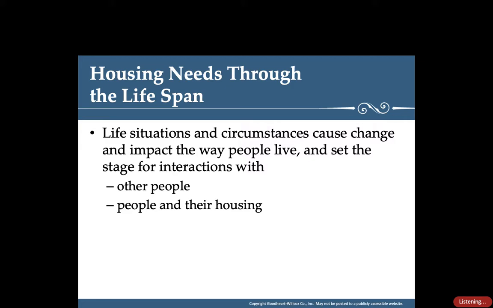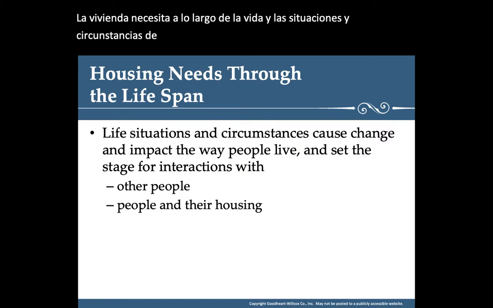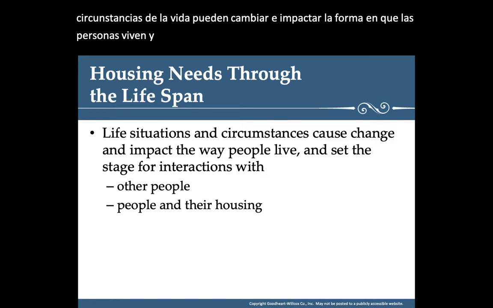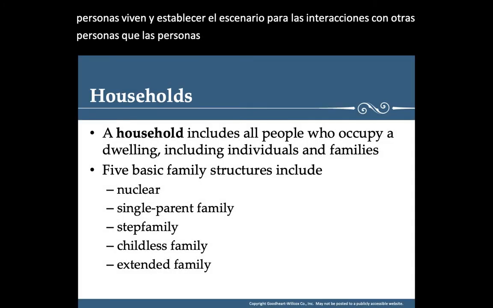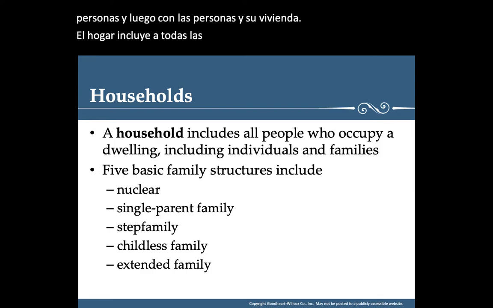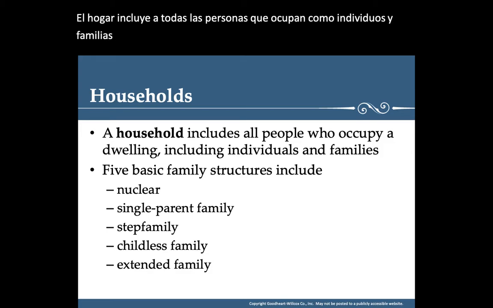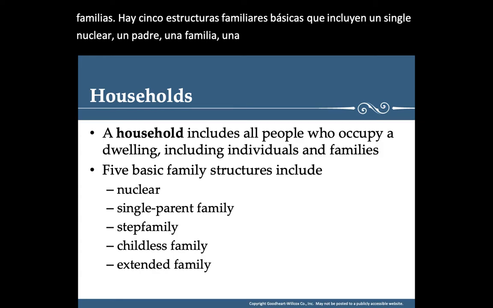Life situations and circumstances can change and impact the way people live and set the stage for interactions with other people and their housing. A household includes all the people who occupy a dwelling, including individuals and families. There are 5 basic family structures: nuclear, single-parent family, step family, childless family, and extended family.